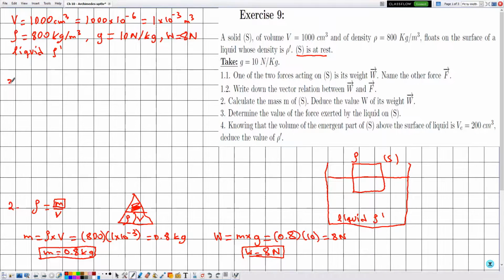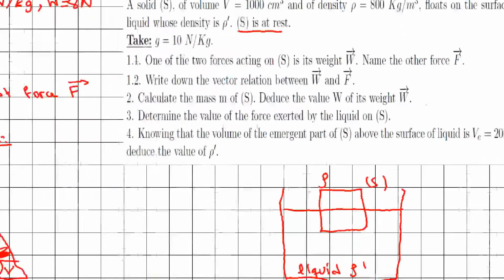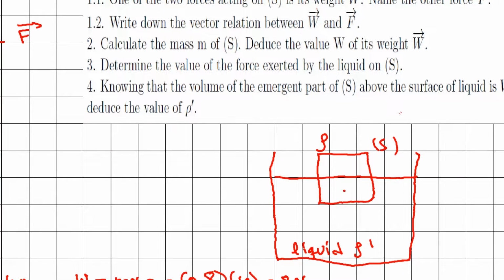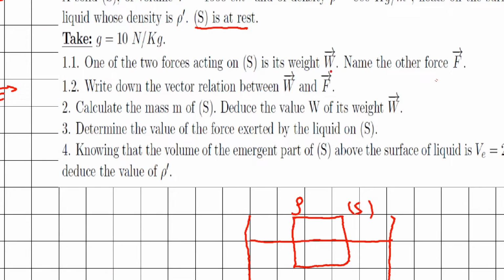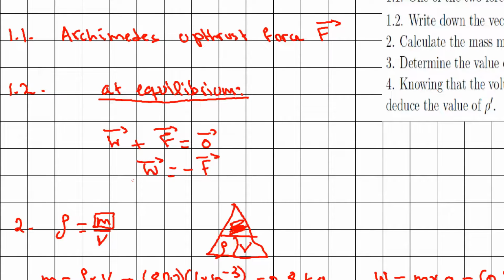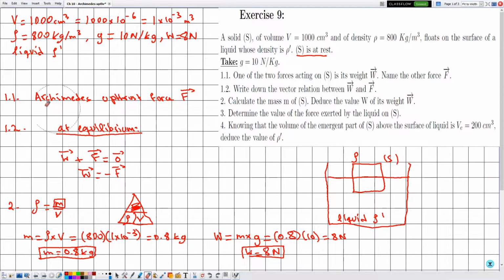And now in part 3, determine the value of the other force exerted by the liquid on us. So we need to determine the value of the force exerted by the liquid on us. So here they are referring to this force by its physical definition. So what's the force exerted by the liquid on us? We know that this force is the Archimedes upthrust. So they are asking me about the magnitude of this force vector, F vector, knowing that the relation between W vector and F vector is given by W is equal to minus F vector.